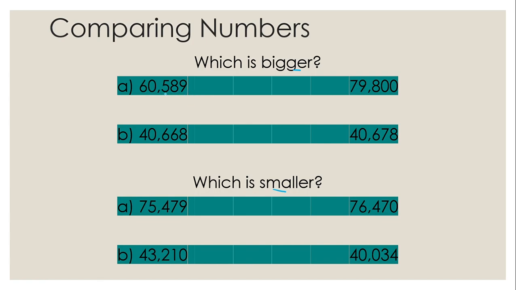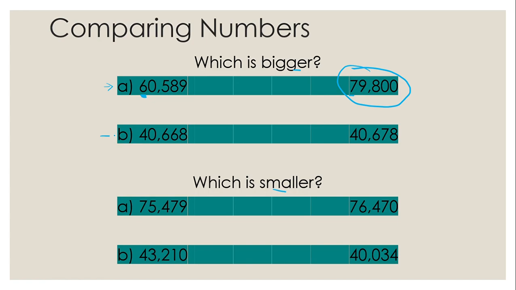If a question asks you which is bigger, let's say for instance this one here, we have a number of 60,589 and a number 79,800. First thing you have to do is check the number in the 10,000s place value and see which one is bigger. Is 6 or 7 bigger? If 7 is bigger, then this is your answer. This is bigger.